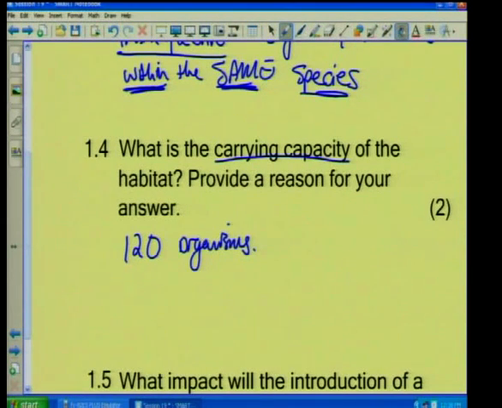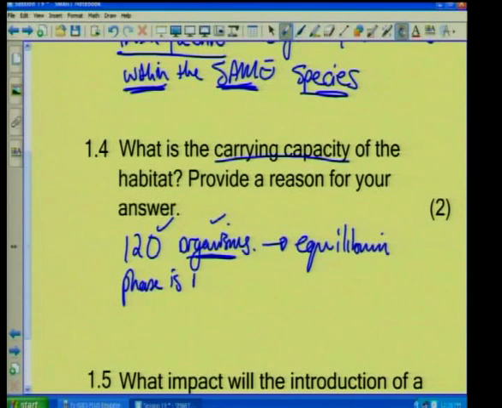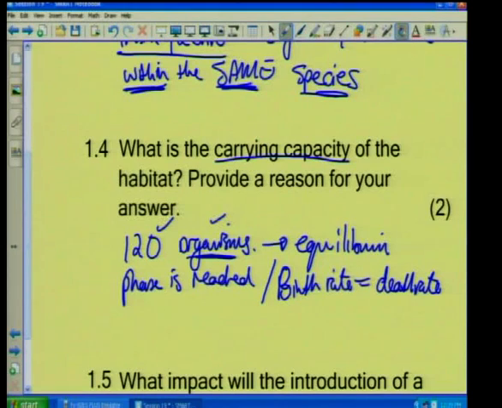But please just make sure that you explain what this number is, because very often, not here though, you get a mark for actually giving the term as well. Now provide a reason for your answer. At this point, the equilibrium phase is reached, or you can say your natality rate, so birth rate, equals death rate, or the natality rate equals mortality.